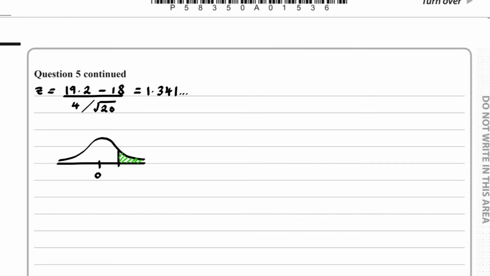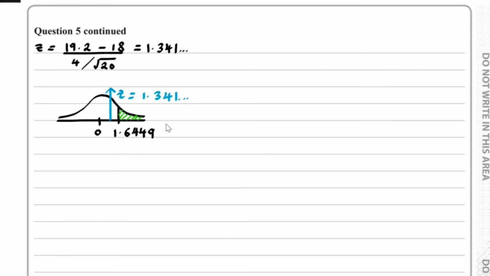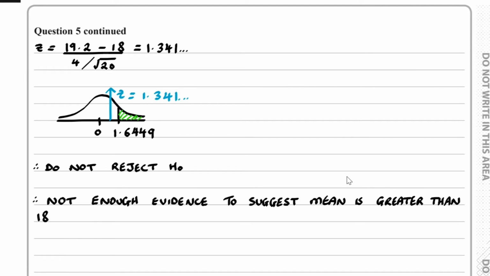So we've got 1.6449. And the value we've just found is less than this. So here we've got z equals 1.341. And so we're in the region where we do not reject H0. And because we do not reject H0, there is not enough evidence to suggest that the mean is greater than 18.